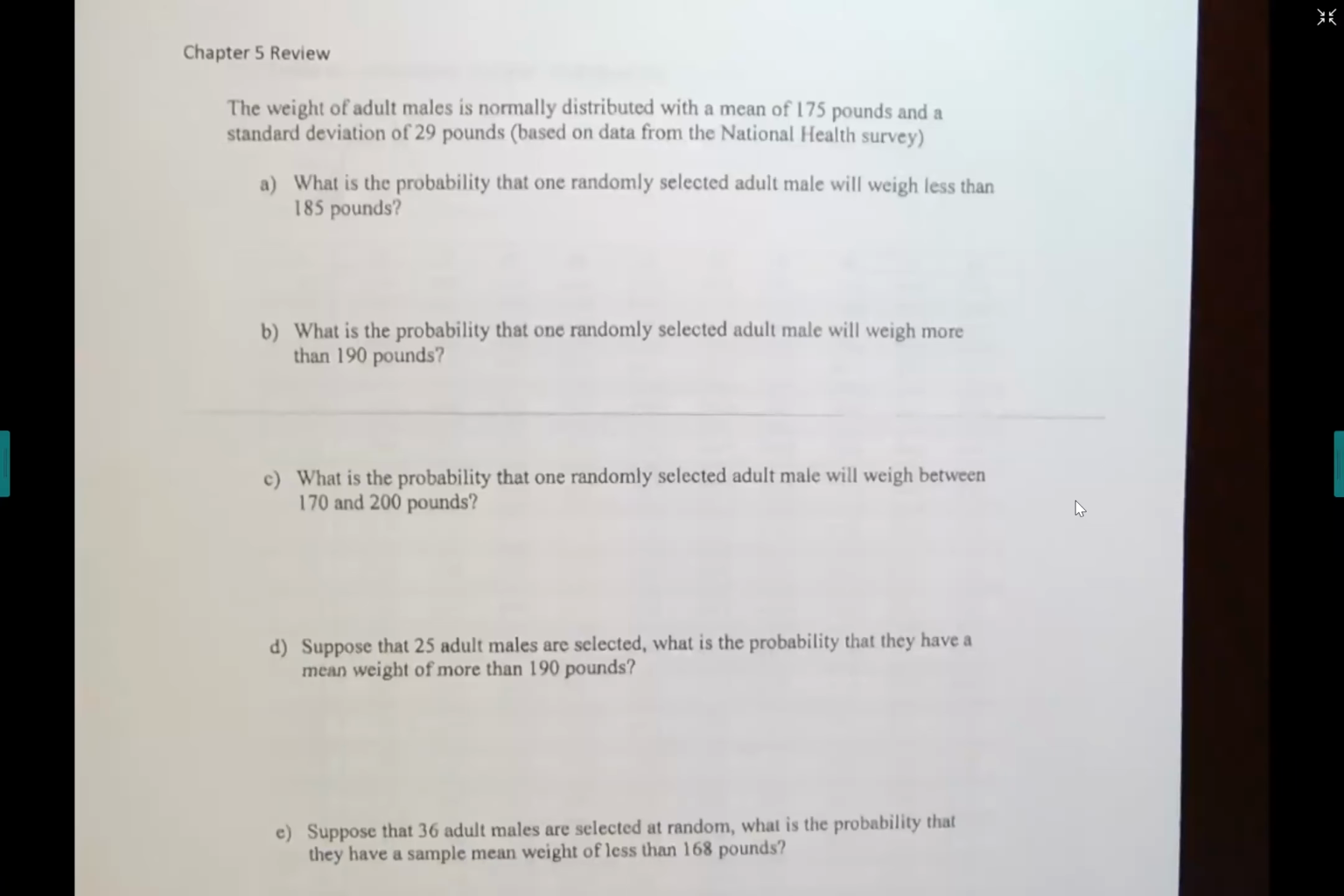Okay, now the session is being recorded. We're gonna go over the chapter 5 review. If you see the questions, they're pretty much the same as what you have on the assignment. So let me just start with the first part.